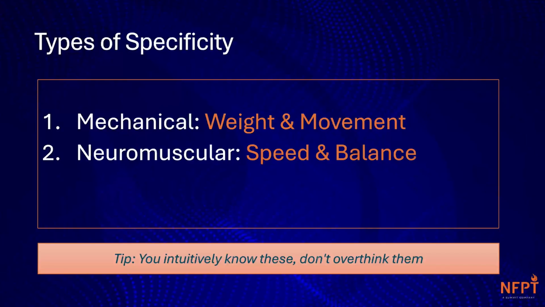Then we've got neuromuscular specificity. So, neuromuscular refers to the ability of the nervous system to communicate effectively to the muscular system. And when we're talking about neuromuscular specificity, that is related to speed and balance work, because speed is all about how quickly you can produce force. And balance is all about making sure that the incoming information up to the central nervous system is generating the right response in the body. So being able to balance without falling over.